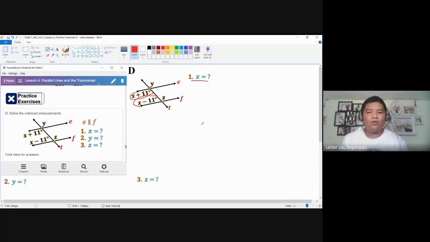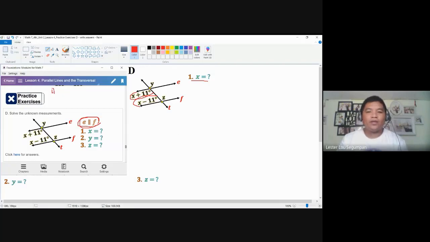But how? We are given already that the lines E and F are parallel lines. In short, line T is a transversal cutting parallel lines. And with that, we can use the postulate and theorem supporting the relationships of their measurements. We do have five pairs of angles formed by a transversal line. But these two angles here are forming which pair? So that's our first consideration.